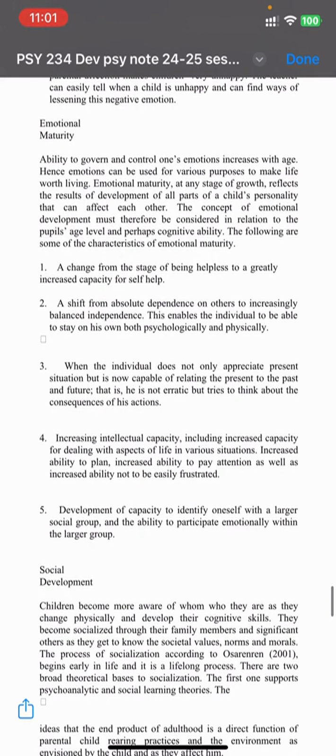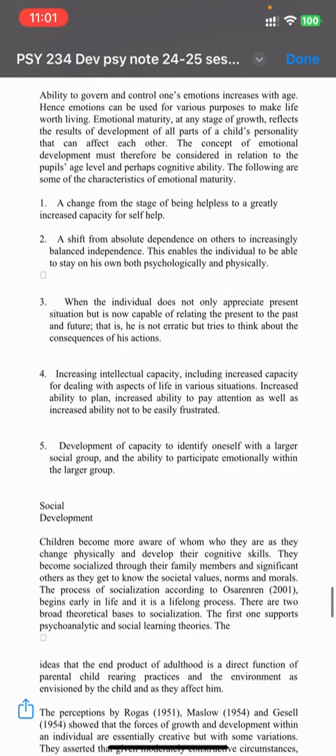Next, the individual does not only appreciate the present situation, but is now capable of relating the present to the past and the future. So now the child can reflect on his actions. He can learn that, "I did this in the past and this happened, so should I do it again?" So he basically understands that there are consequences to his actions. So the child can now reflect.